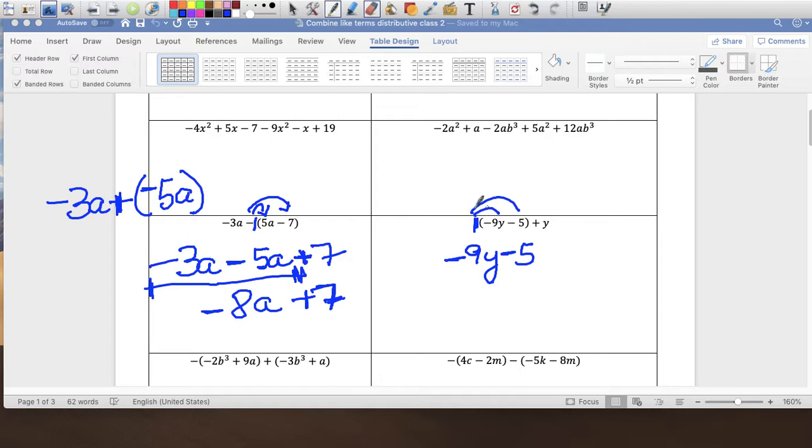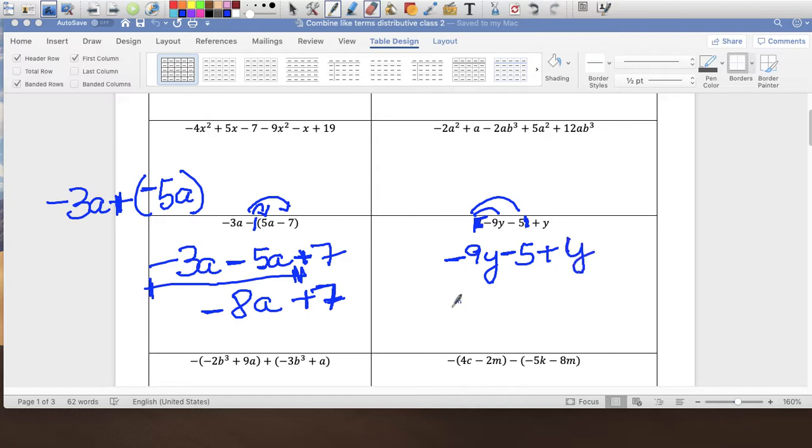So literally, if you noticed, when it's a positive 1 outside here, you're literally just removing the parentheses. So imagine you're just removing the parentheses, because the negative 9y comes out as negative 9y, negative 5 comes out as negative 5, and then you put plus y.